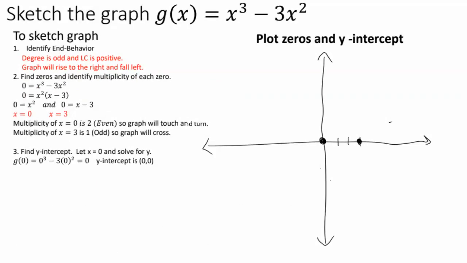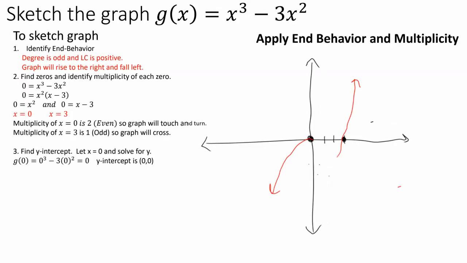Okay, so we know that we have these zeros, and at 0, 0, it's not only a duplicate 0, but it's also our y-intercept, and at 3 the graph will cross directly at this point. Now, because I knew the behavior of this graph is falling from the left and rising from the right, I can go ahead and draw those lines.